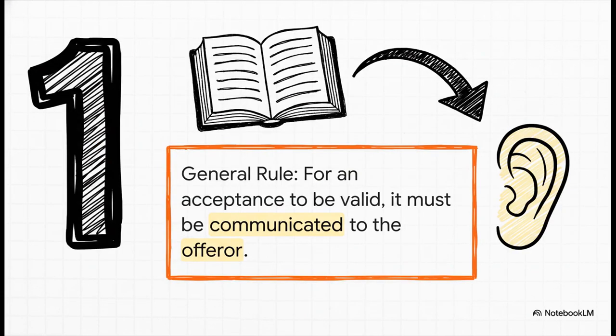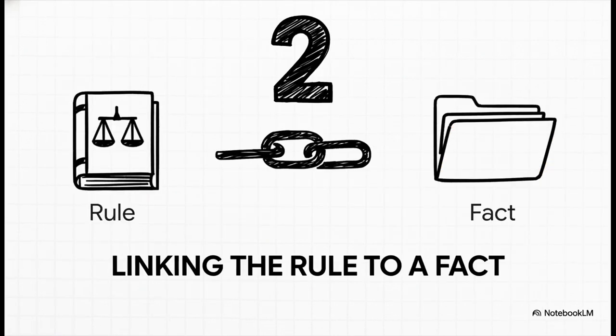Okay, let's kick off the loop. Step 1, isolate one piece of the rule. We'll start with the big general principle. For an acceptance to be valid, it has to be communicated. Now for step 2, link it to a specific fact. The crucial fact here is the mismatch in how they're communicating. An email offer gets a postal acceptance.